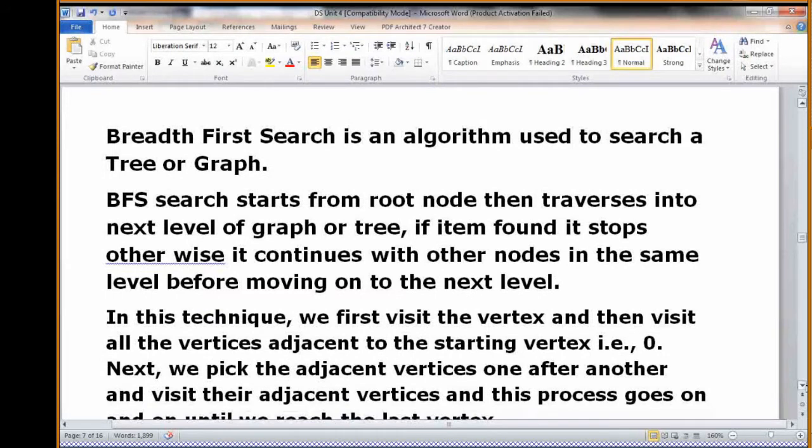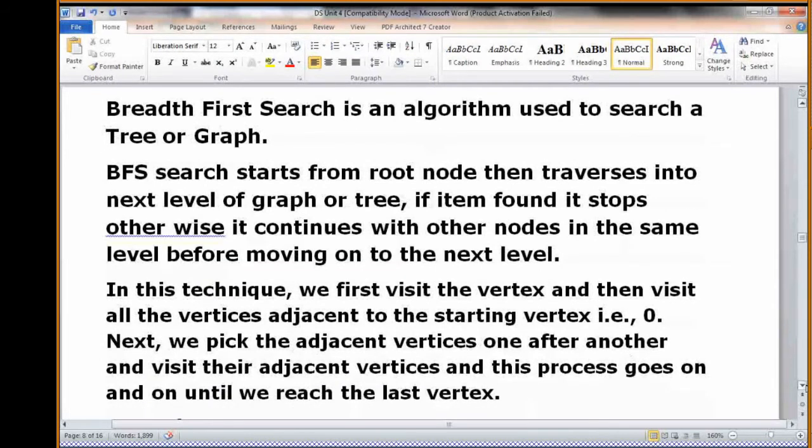So now you see BFS, breadth first search. The search starts from the root node and then traverses into the next level of the graph. The first level is S, that is the root. The next level is A, B, C, D, E, F, G. G is the last level. So here levels will be taken into consideration.